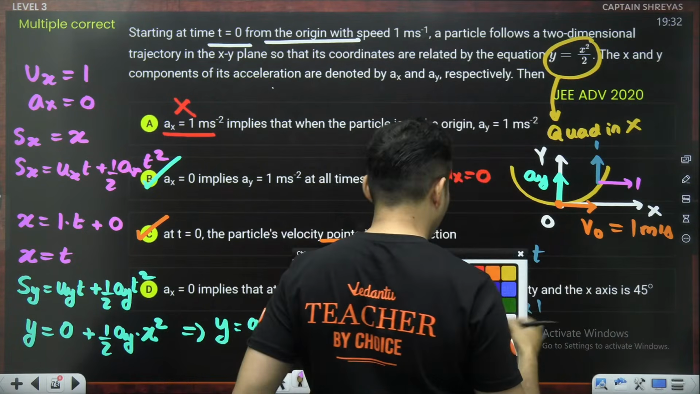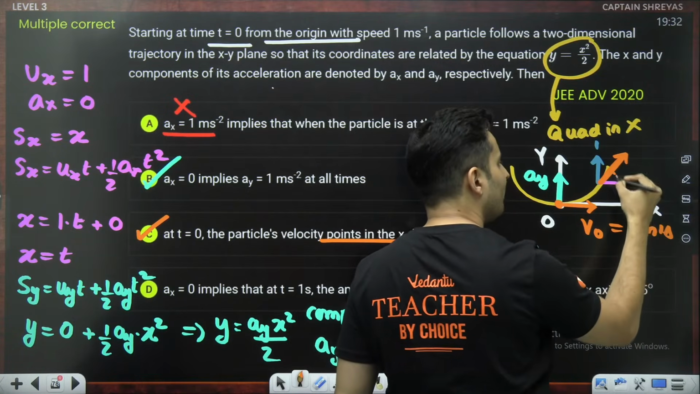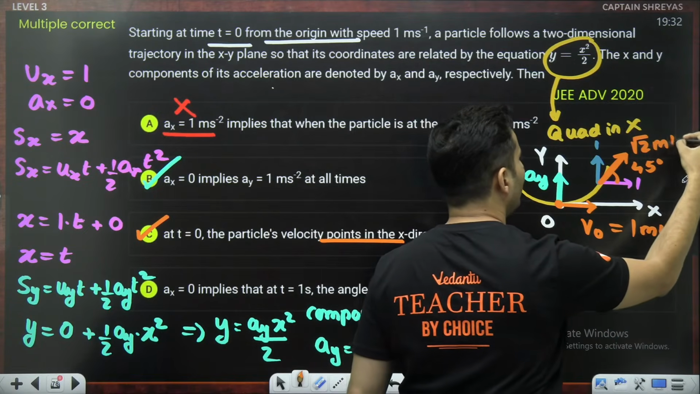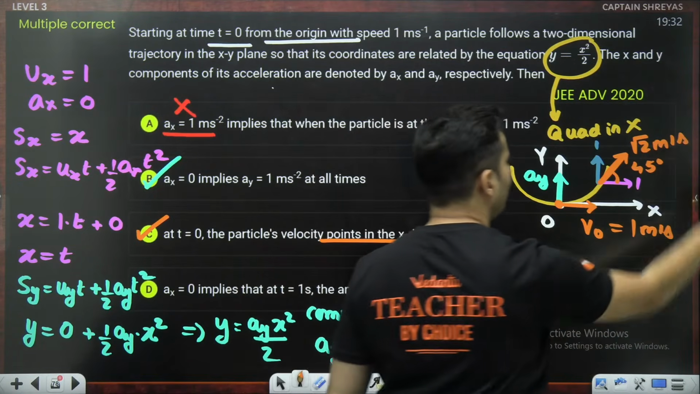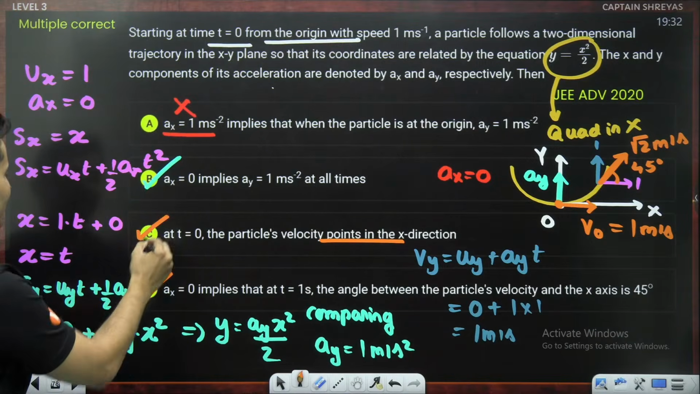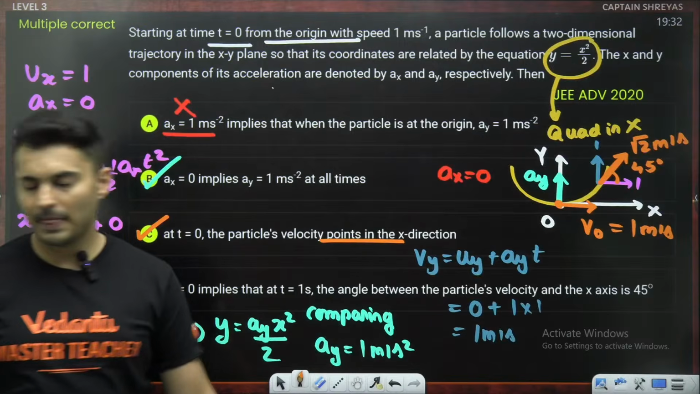So hence the resultant velocity will be making an angle of 45 degrees, magnitude root 2 meters per second, which is option number D. So B, C, D should be correct. Yes, it is correct. That's all.